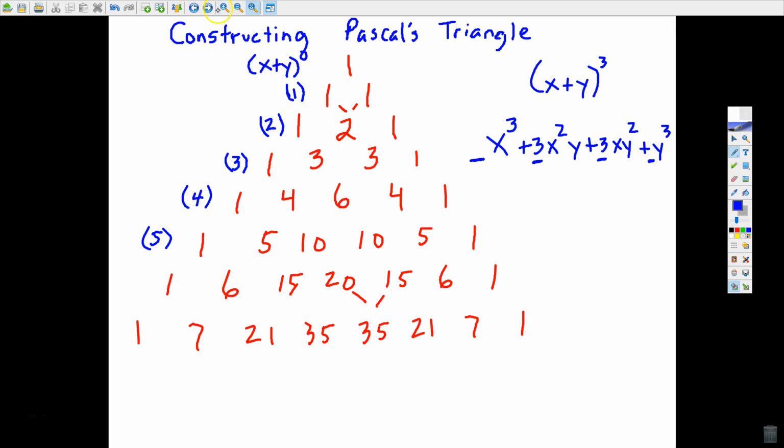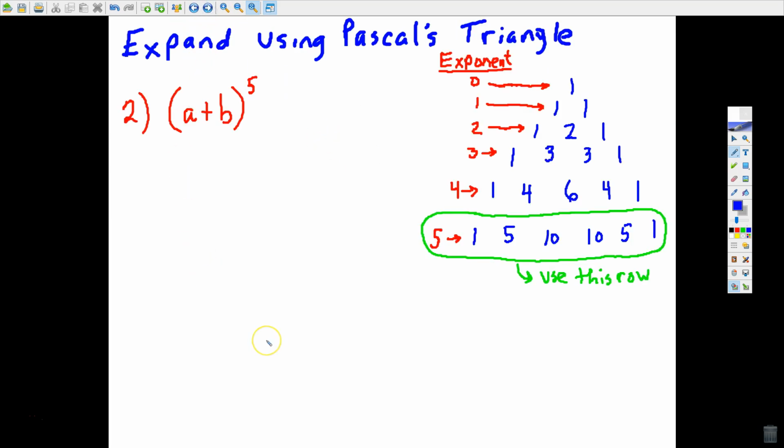Okay, so now that you know how to build it, let's use it. Let me show you how you can use it to make your life so much easier when it comes to expanding binomials of any power. Now, you don't have to write Pascal's triangle every single time. What I would do is make one big Pascal's triangle. You can look at your homework and see what the biggest exponent you're going to need is, and just make the triangle through that number, and then you can use that same triangle for all your problems.